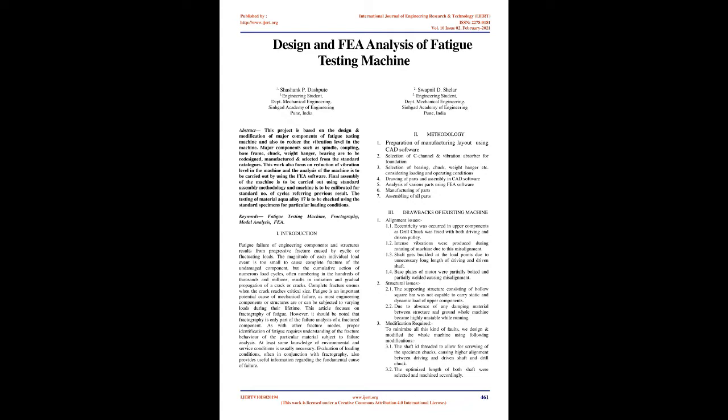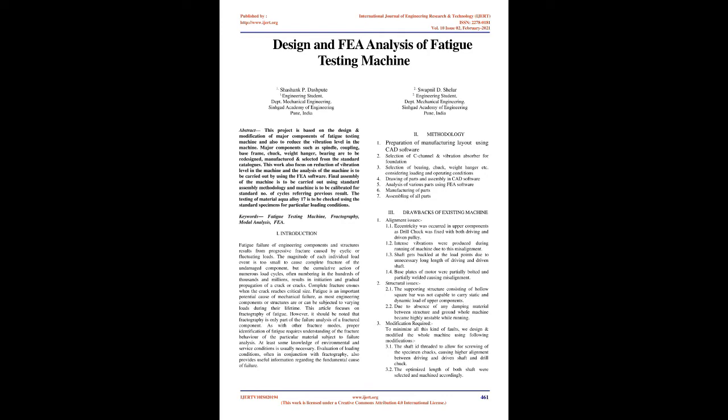Introduction. Fatigue failure of engineering components and structures results from progressive fracture caused by cyclic or fluctuating loads. The magnitude of each individual load event is too small to cause complete fracture of the undamaged component, but the cumulative action of numerous load cycles, often numbering in the hundreds of thousands and millions, results in initiation and gradual propagation of a crack or cracks. Complete fracture ensues when the crack reaches critical size.